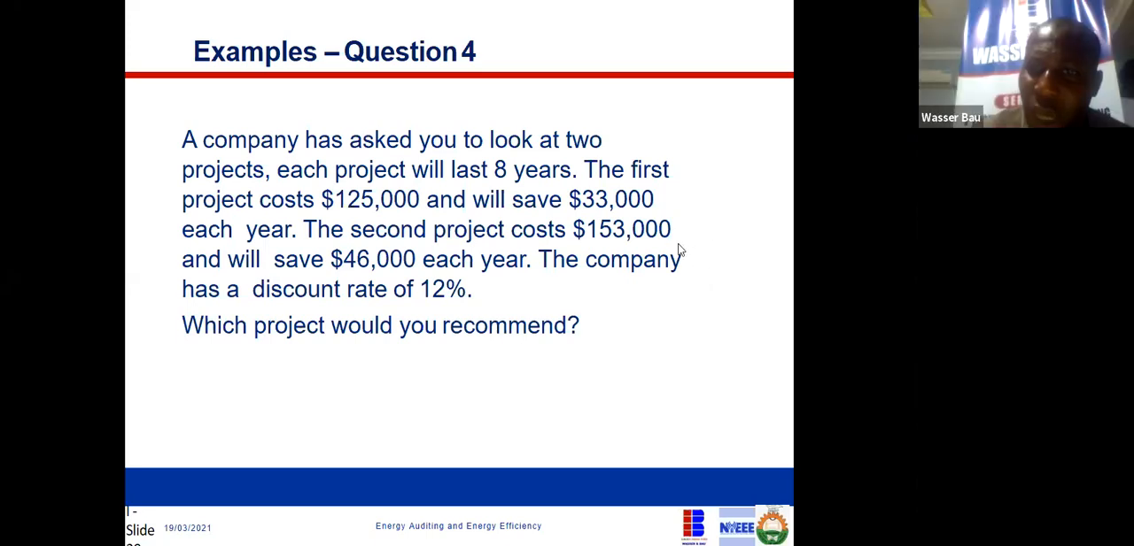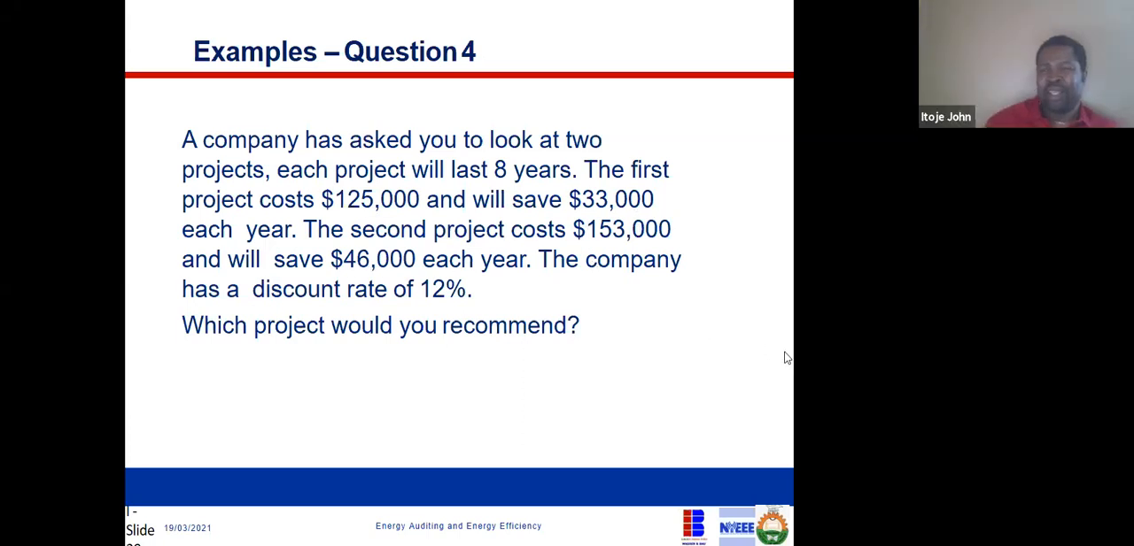Who has it? But John, I don't know if John has just spoken. You would have been doing that when you can rationalize the investment cost. Look at the investment cost, 125. The second one is 153. So why would you go for 153 instead of 125, even though the 153 is giving you back 46,000?